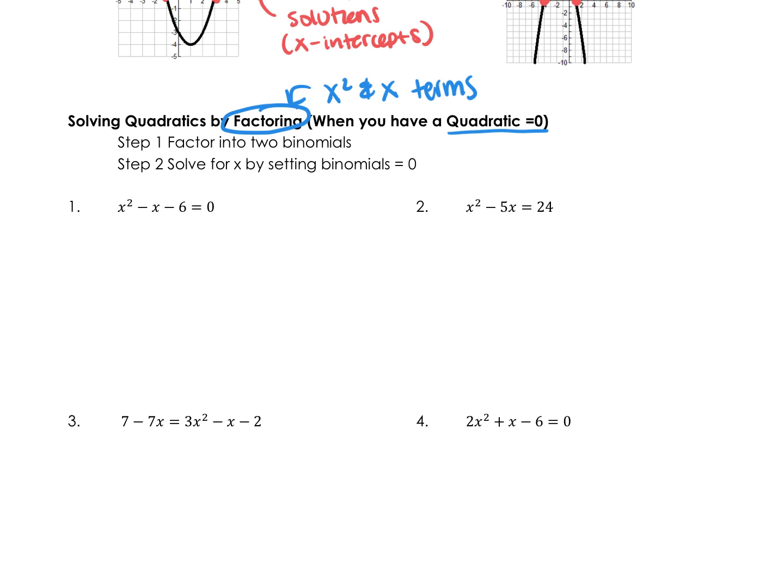Once it's equal to 0, there's 2 steps. You're going to factor, and then you're going to set both factors equal to 0 and solve. So we've done this before, but not necessarily in this exact occasion. So number 1 here is already equal to 0. This part is already done. So step 1 is to factor. So we're going to factor this into two binomials. Because this is a trinomial with a equals 1, we're just looking for two numbers that multiply together to get -6 and add together to get -1.